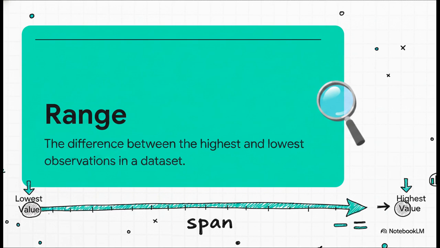And the math? It couldn't be easier. You literally just take your absolute highest value and subtract your absolute lowest value. That one single number tells you exactly how widely dispersed your data is.